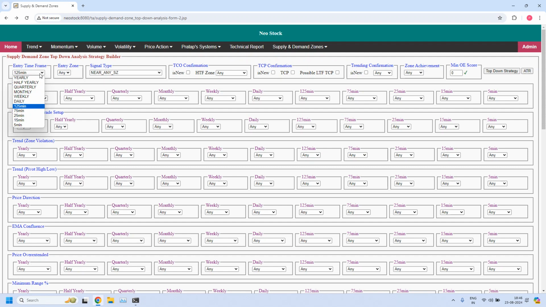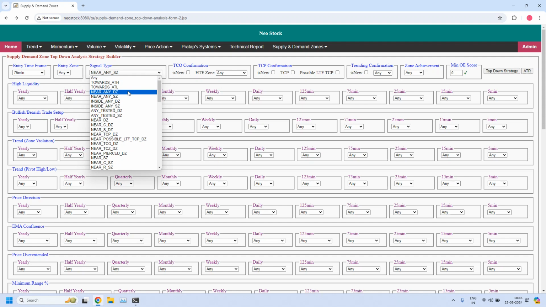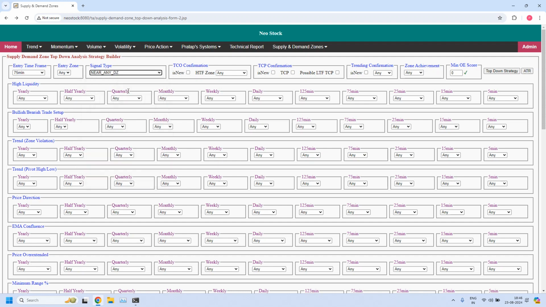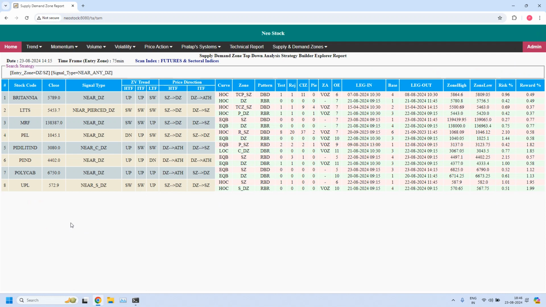The next time frame is 75 minutes. Entry time frame is 75 minutes. Let us find the stocks near 75 minutes demand zone. 8 stocks are filtered. Let us find if there are any high liquidity zones from this list.